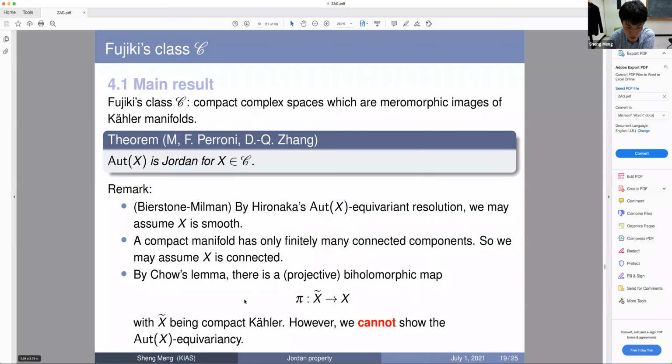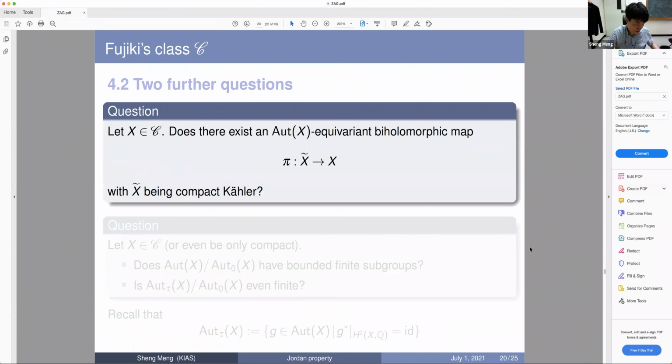This is not our preparation work, but worth mentioning now. By Hironaka's Chow lemma, there is a projective bimeromorphic map from a compact Kähler manifold to our X here. However, we cannot show the equivariance here. If we can show the equivariance, then our result here is very simple. So this leads to a very natural question.